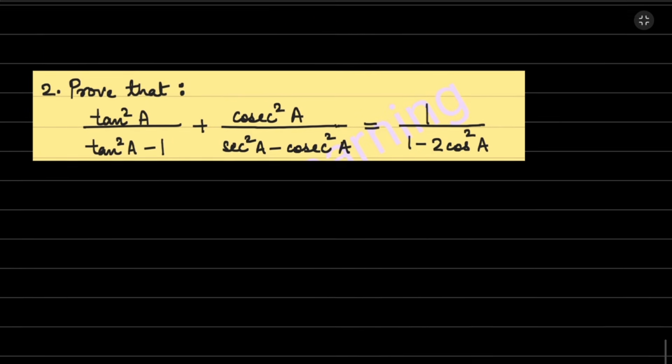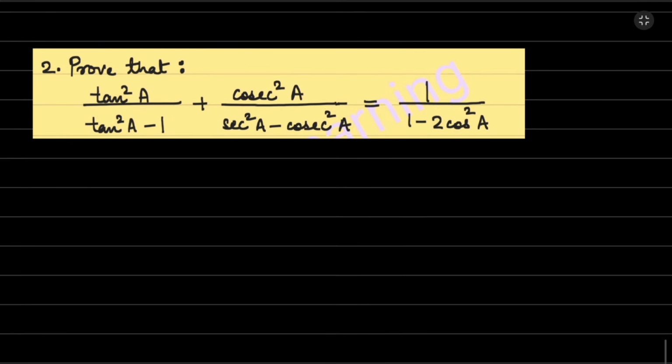Yeah, the next question. Prove that tan square A divided by tan square A minus 1 plus cosecant square A divided by secant square A minus cosecant square A equal to 1 by 1 minus 2 cos square A. So again, here also we will be doing the same thing. We will take our LHS, convert everything into sine and cos. Tan square is nothing but sine square by cos square divided by sine square by cos square minus 1.